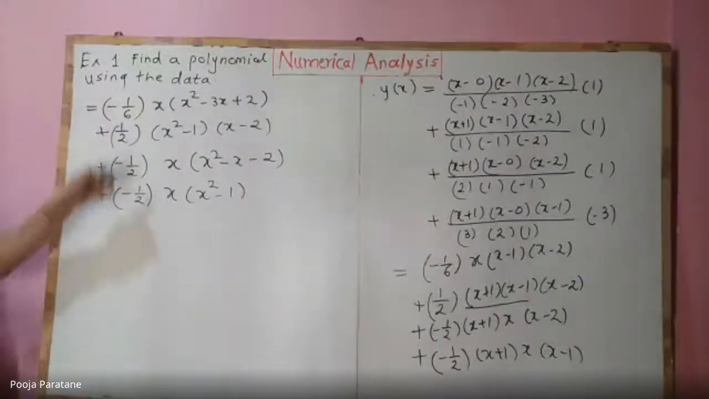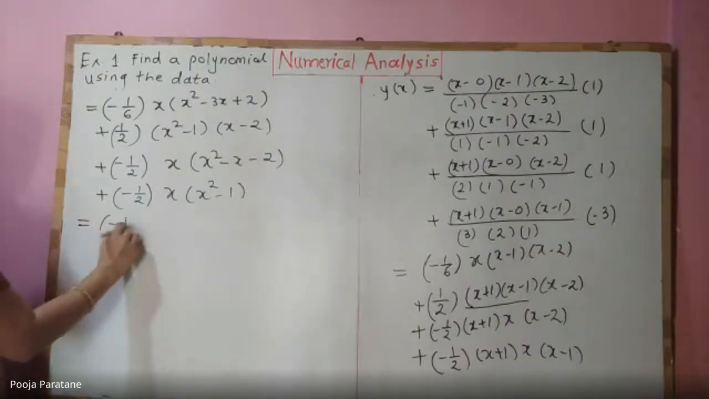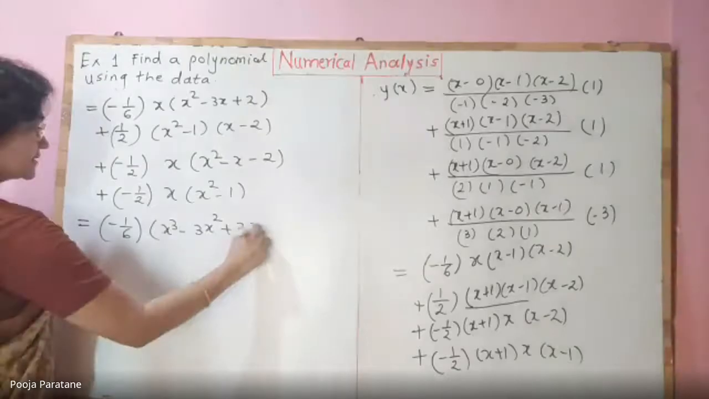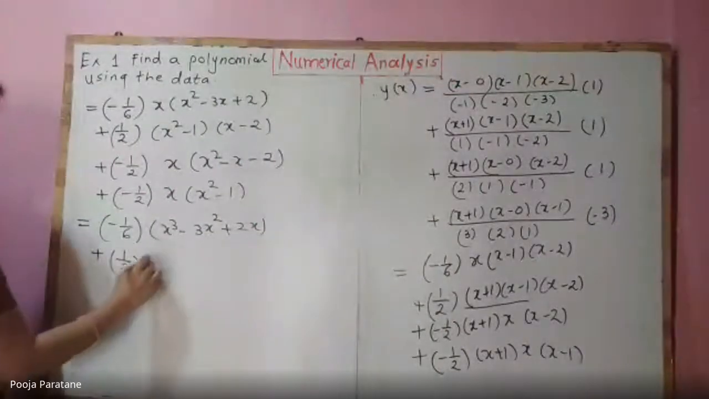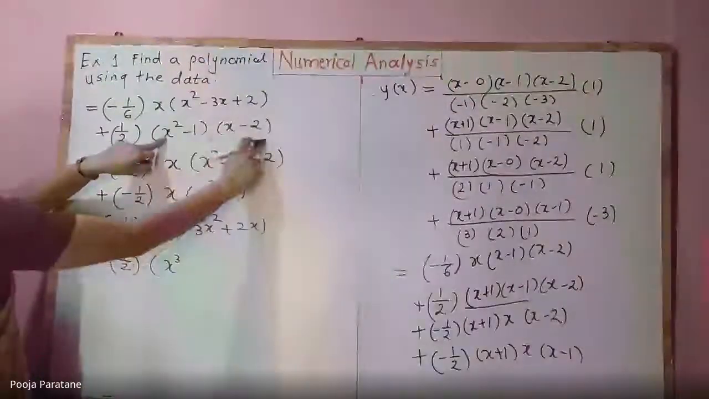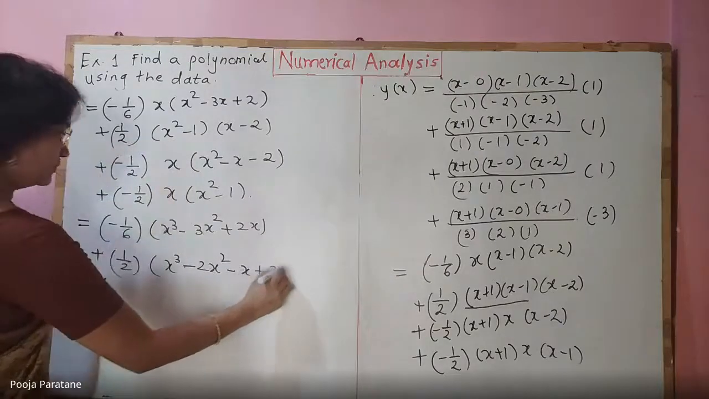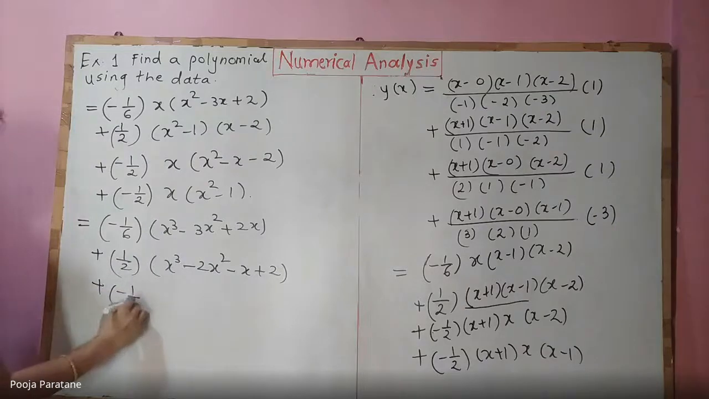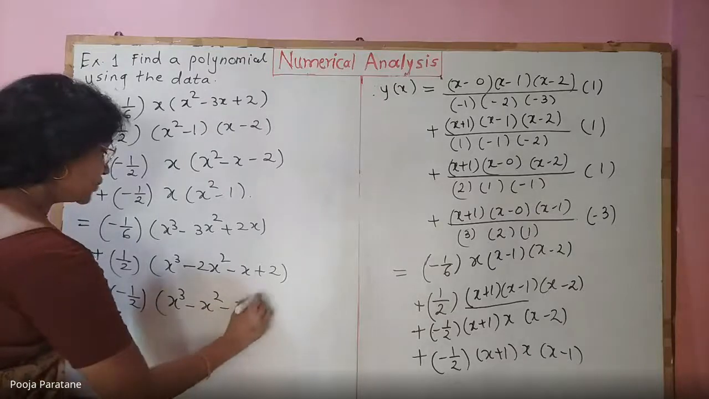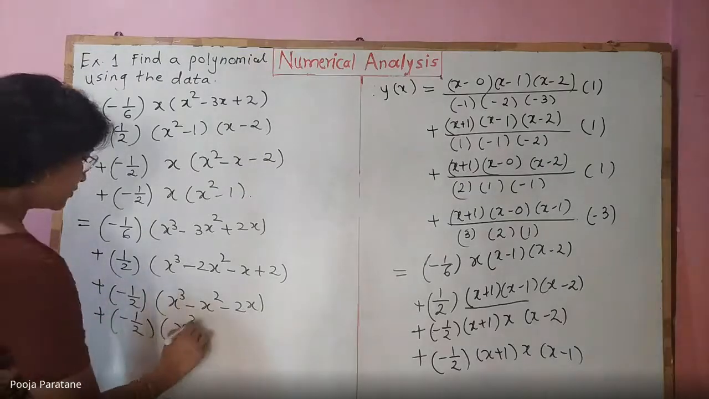Okay, so now the remaining multiplication I will do here. So this is minus 1 upon 6 times x cube minus 3x square plus 2x, plus 1 upon 2, and here it is x cube. So I am multiplying x square to this bracket. So x cube minus 2x square and then minus x plus 2, plus minus 1 upon 2 times x cube minus x square minus 2x, plus minus 1 upon 2 times x cube minus x.